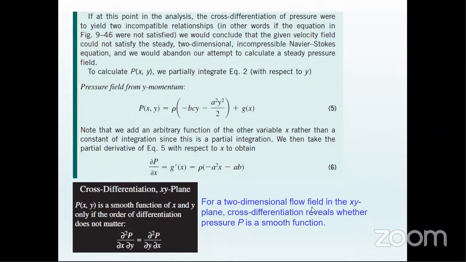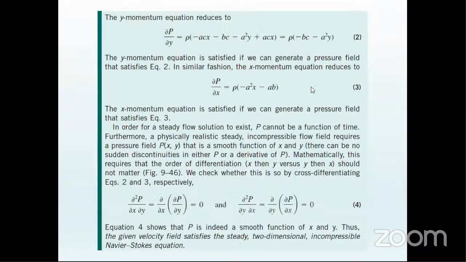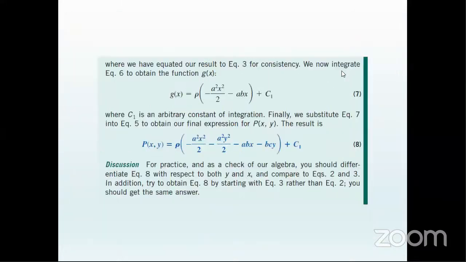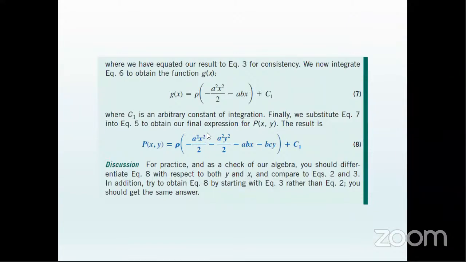For a two-dimensional flow field in the xy plane, cross differentiation reveals whether the pressure p is a smooth function or not. That is, we have equated our equation 3 for the consistency, and we now integrate this equation 6. What happens? Of course, this is obtained as a function of g of x.